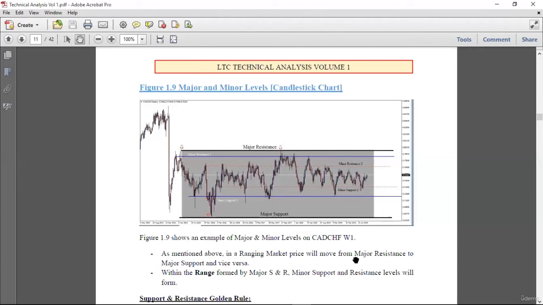As mentioned above, in a ranging market, price will move from major resistance to major support and vice versa. Within the range formed by major support and resistance, minor support and resistance levels will form like these ones. This one was just going back to retest. There's another one here that I was supposed to draw using a line chart.